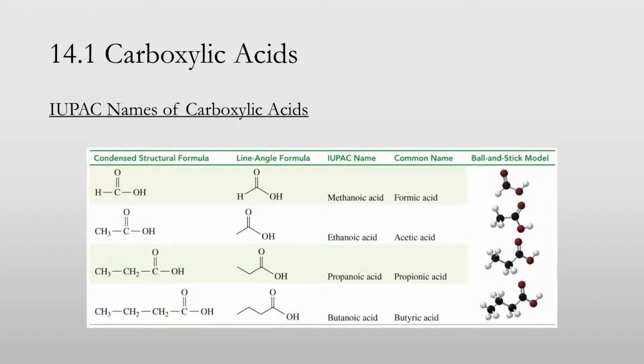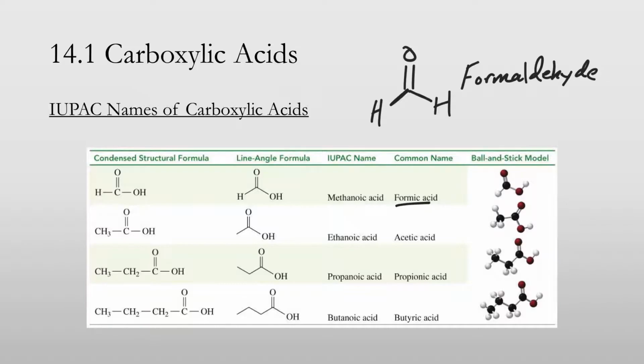So the table here has the structures and names of some of the simplest carboxylic acids. The first one there is methanoic acid, or formic acid. You might remember that formaldehyde is the simplest aldehyde, which looks like this. And so there's a connection here of these names. Even though this isn't the technical IUPAC name of it, you get that formic acid, formaldehyde.